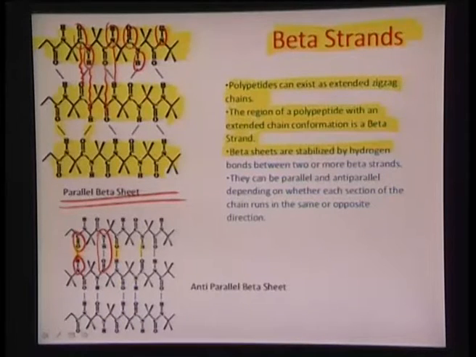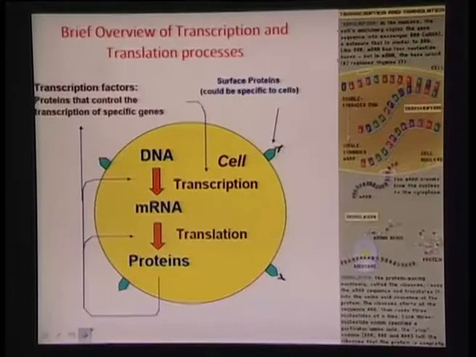Of course the anti-parallel has a lot more stability than the parallel, okay. And therefore they can be parallel or anti-parallel depending on whether each section of the chain runs in the same or the opposite direction. And the beta sheets are stabilized by hydrogen bonds between two or more beta strands, okay. This is the anti-parallel beta sheet, this is the parallel beta sheet. So in a nutshell, these are the two structures, alpha helix and the beta sheets.